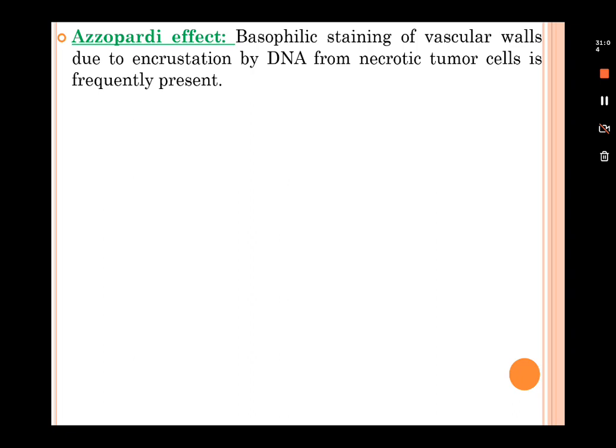So necrotic cells release the DNA, which gets attached to the vessel walls and takes up basophilic staining, and it's called Azopardi effect, which is only seen in small cell carcinomas of lung. You will not hear this term anywhere else, only here, and these are all high grade. Whenever there is high grade, there will be necrosis, there will be hemorrhage.